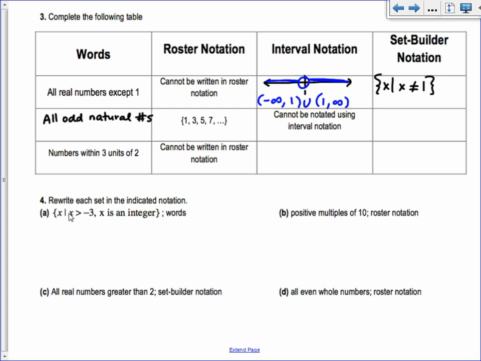All right, so set builder notation. So we just say x such that, and you can just write out x is an odd natural number. You can just say that. So x is an odd natural number.